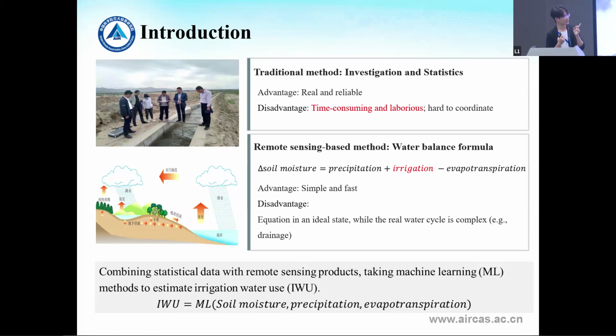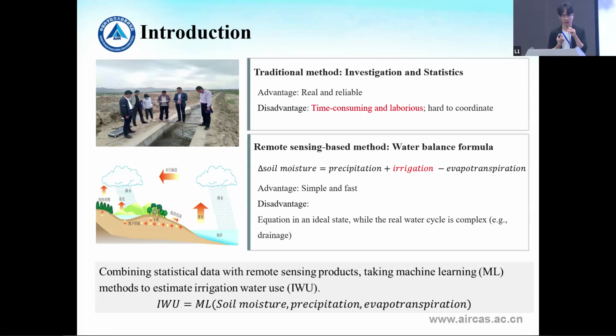However, it's still half-baked, because this is an equation in the ideal state, while the real water cycle is more complex. For example, drainage is also a component of the water balance, but the existing remote sensing technology is still unable to retrieve it effectively. So in this work, we took machine learning to estimate irrigation.